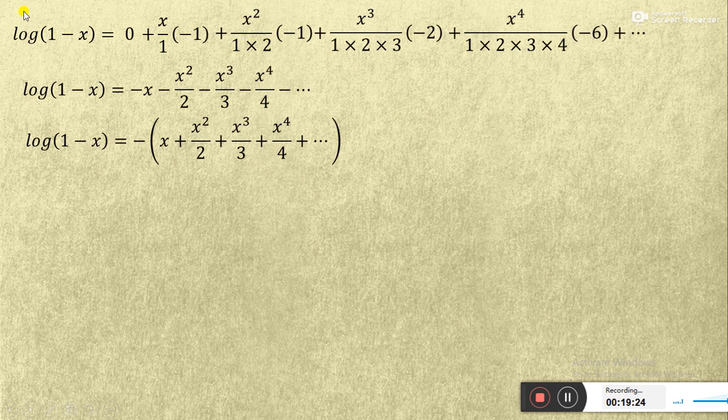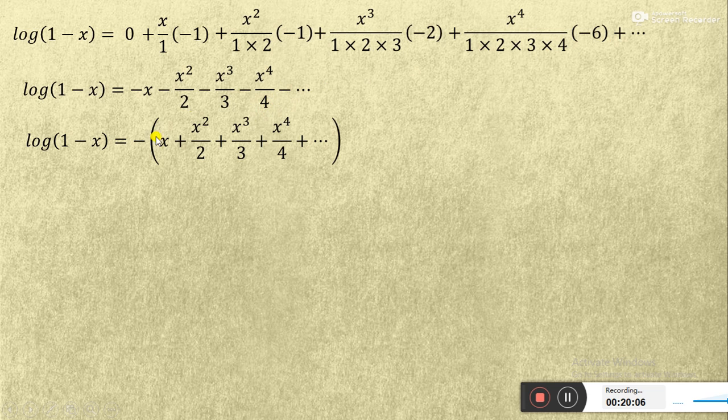So next we calculate the log of 1 minus x. Log of 1 minus x is f of 0 is 0, x by 1 factorial, f dash of 0 is minus 1, plus x square by 2 factorial, f double dash is minus 1, plus x cube by 3 factorial, f triple dash is minus 2, plus x power 4 by 4 factorial, f fourth dash is minus 6, plus etc. So minus x minus x square by 2 minus x cube by 3, that means the 2 cancelled, so minus x cube by 3, and 2 3s are 6 cancelled, minus x power 4 by 4 minus etc.